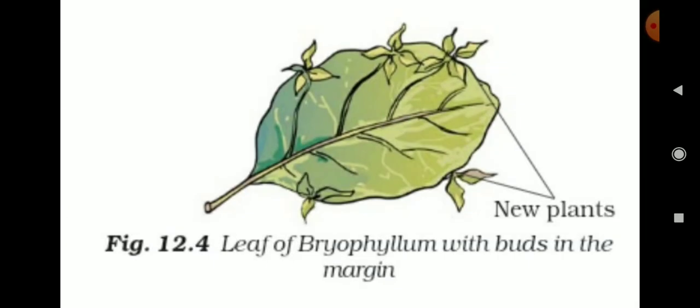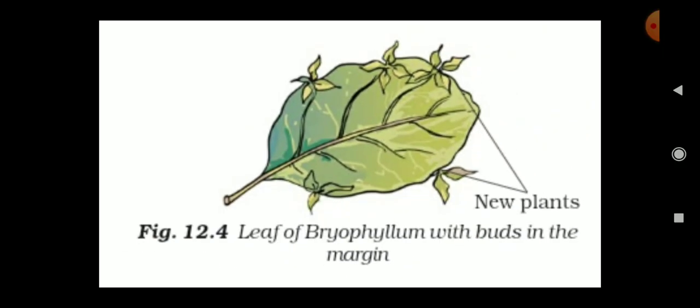Okay, next. Leaf of bryophyllum with buds in the margin. All of you see this picture. This one is a bryophyllum plant. This one is a bryophyllum plant with buds in the margin. The new plants grow from the buds in the margin.